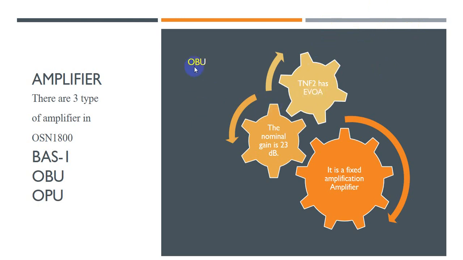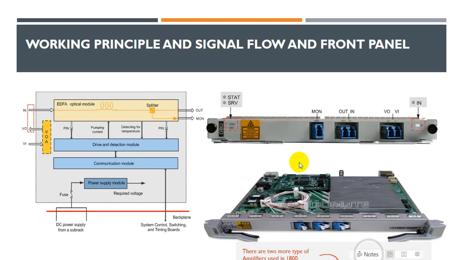We will go through OBU in detail, because it's a single stage, and that's why you cannot do much in terms of gain reduction. This is a fixed gain, and the nominal gain of 1800 OBU is 23 dB, and it's a fixed amplification amplifier. So here we go.